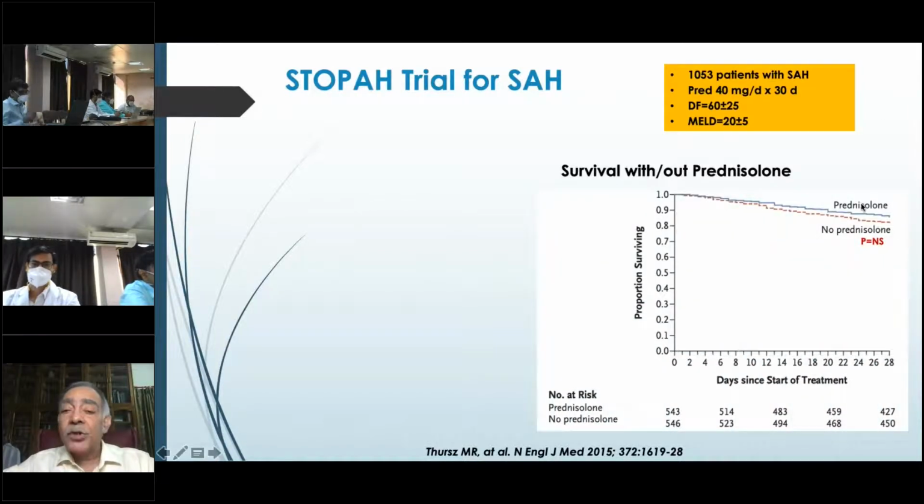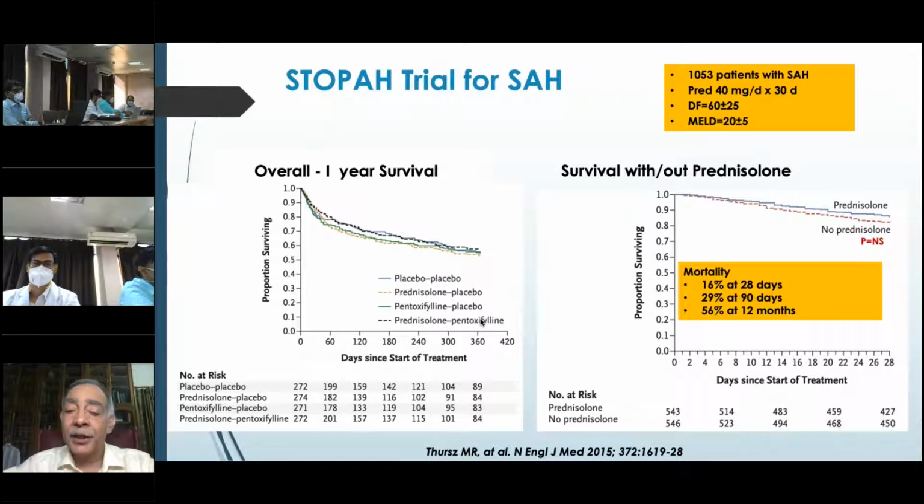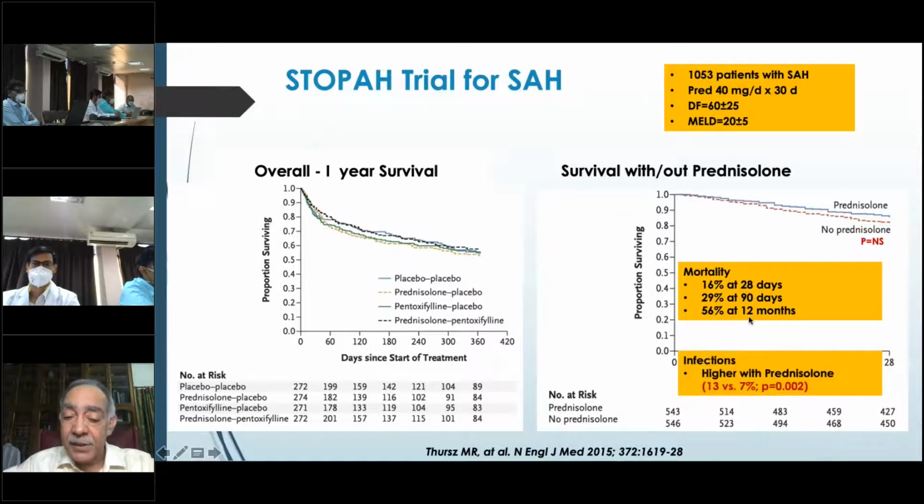Now, what the study found was that at 28 days, there seemed to be an advantage in survival in favor of prednisolone, but this did not achieve statistical significance. At 1 year, all the groups studied, placebo, prednisolone, and pentoxifylline, in various combinations, showed similar survival, and there was no survival advantage at 1 year. Mortality is as shown: 16% at 28 days, 30% at 90 days, and almost 56 to 60% at 12 months.